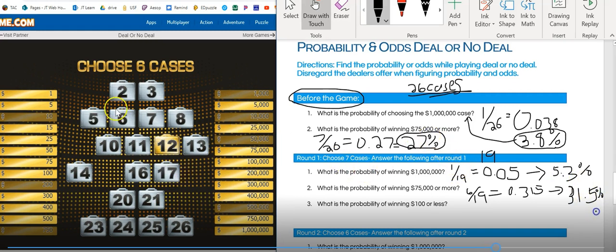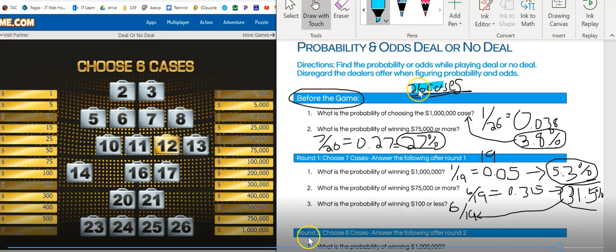I had a pretty good round. I only picked one number in the $100,000 range. The next question is, what's the probability of winning $100 or less? So you got to pick everything less. So you got 75. You got 1, 2, 3, 4, 5, 6. It's again going to be 6 over 19. So you also have a 31.5% chance of getting $75,000 or more, but you equally have a 31.5% chance of getting $100 or less.